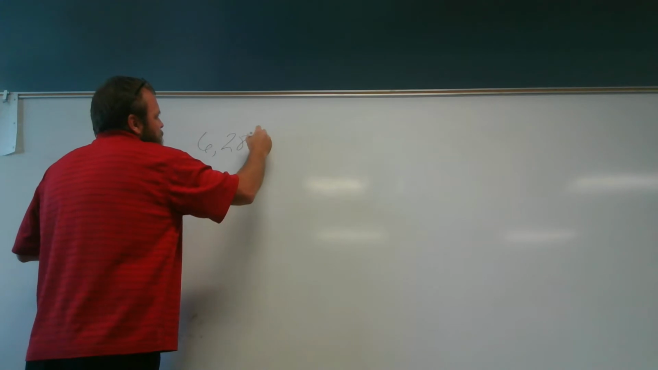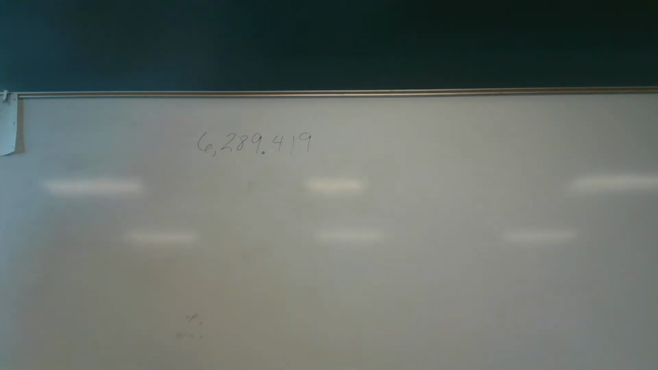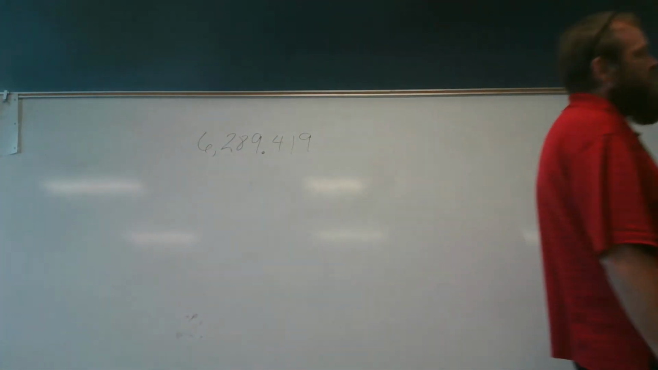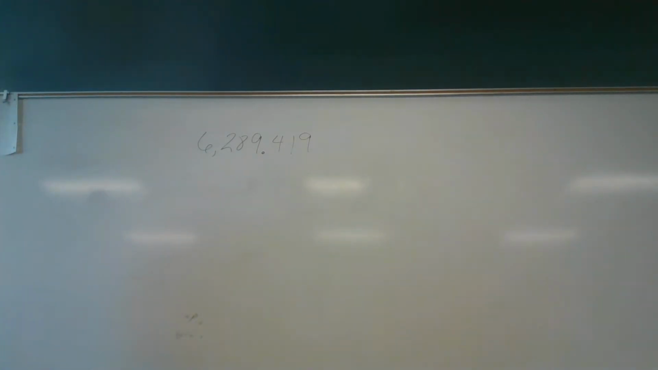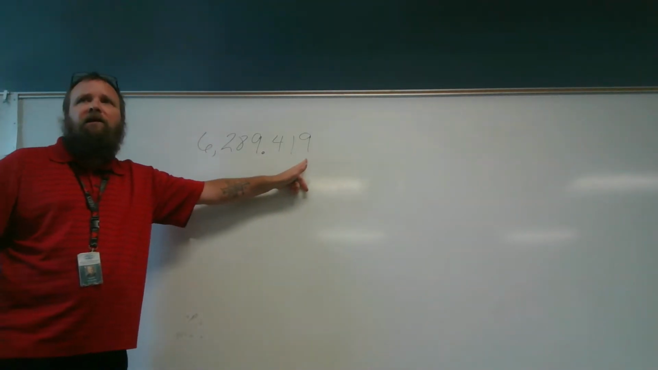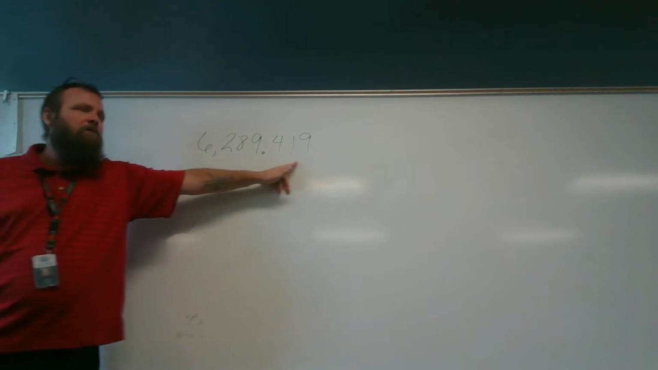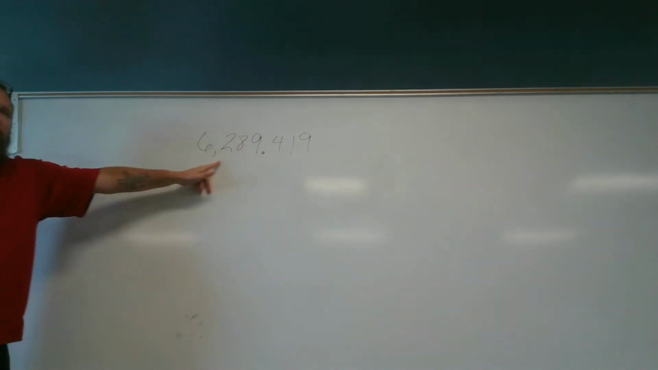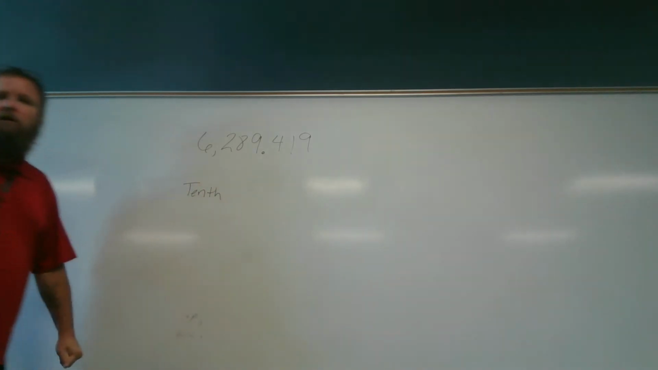Let's look at another number. All eyes are on me. We're just watching. We have the number 6,289 and 419 thousandths. We're not writing anything. Our eyes are up here. Don't write. We're not writing our Christmas list to send to the elves. We're going to round this first to the nearest tenth.